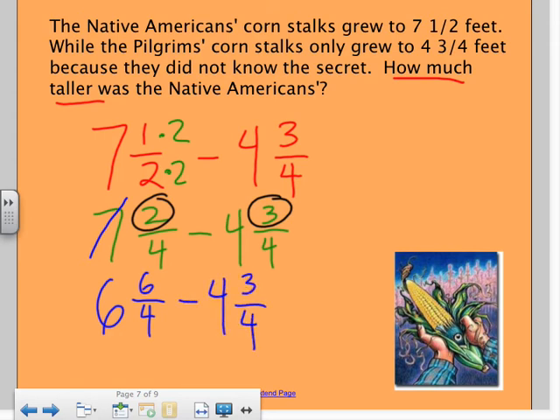So 7 2/4 became 6 6/4. They're equivalent, same thing, it's just a weird way to write it so that now I can actually do my subtraction and get that it was 2 3/4 feet taller. That's my answer.